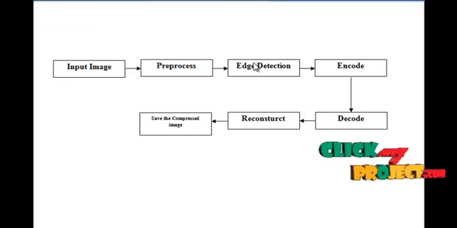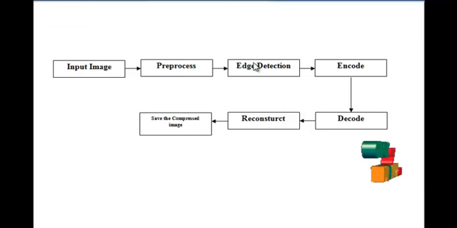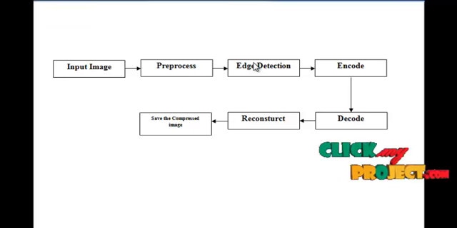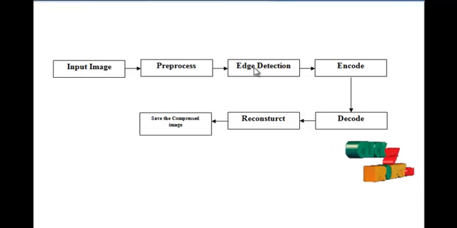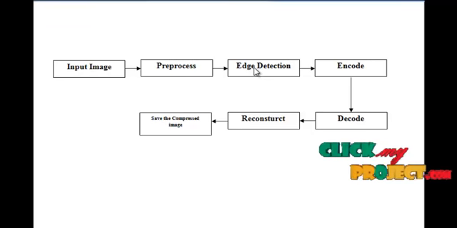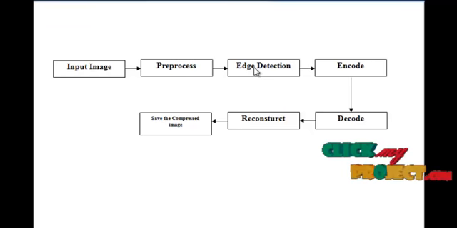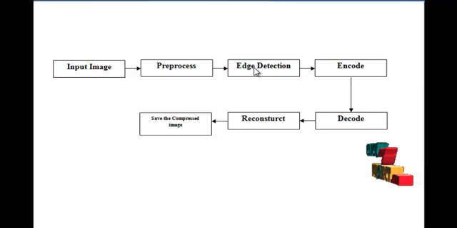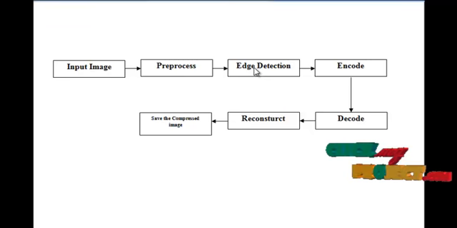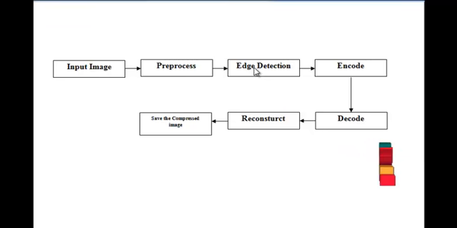Edge detection is an image processing technique for finding the boundaries of objects within images. It works by detecting discontinuities in brightness. Edge detection is used for image segmentation and data extraction in areas such as image processing, computer vision, and machine vision. Edge detection is the name for a set of mathematical methods which aim to identify points in digital images at which the image brightness changes sharply.